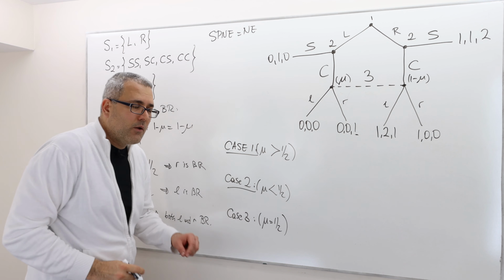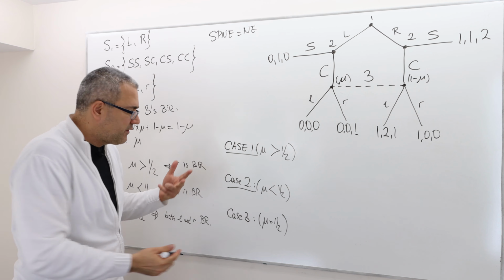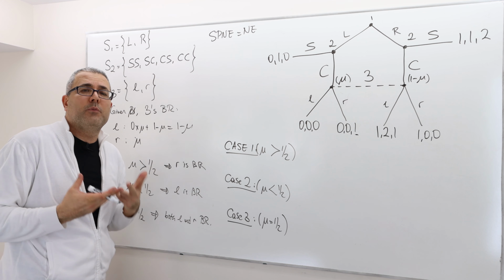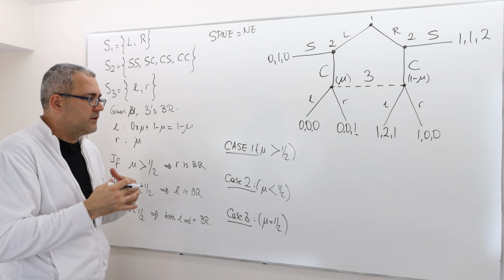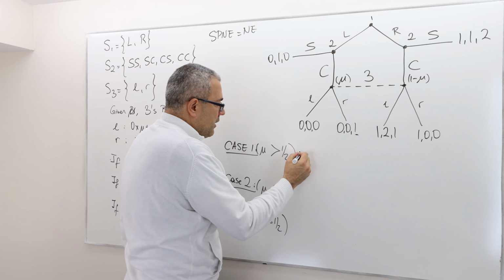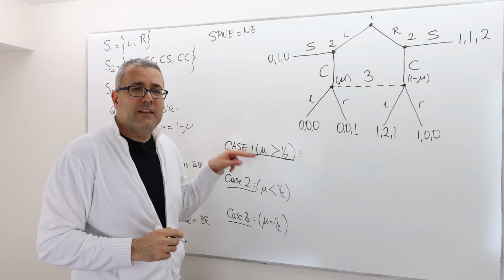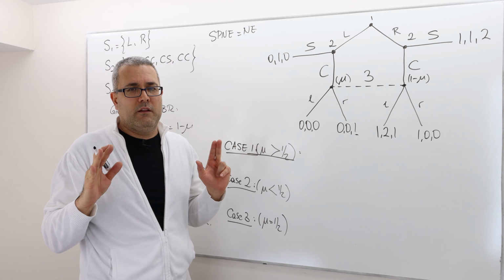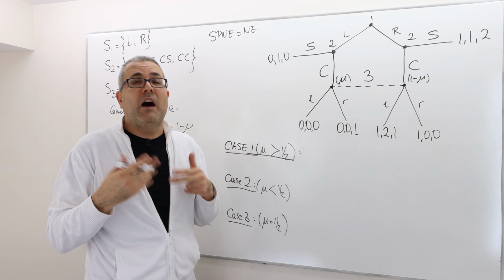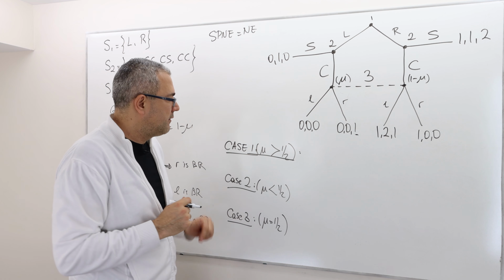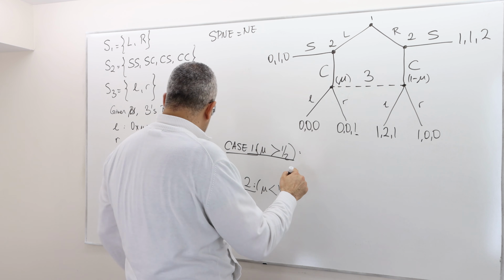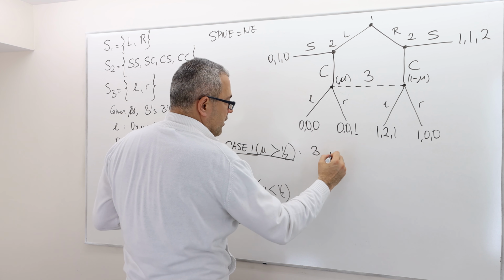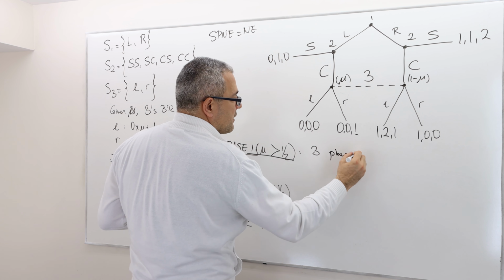All right? Again, why do I separate these 3 cases? Because each case gives me a different best response of player 3. This is why. All right. So let's first look at case 1, meaning suppose mu is greater than 1/2. What exactly? I don't know, but it's strictly greater than 1/2. In this case, we know that 3 will play R, small r.